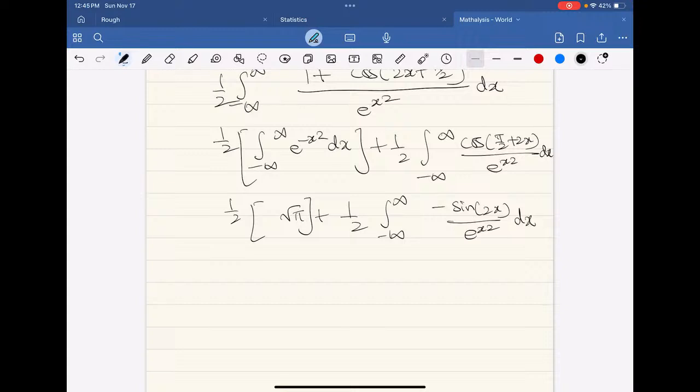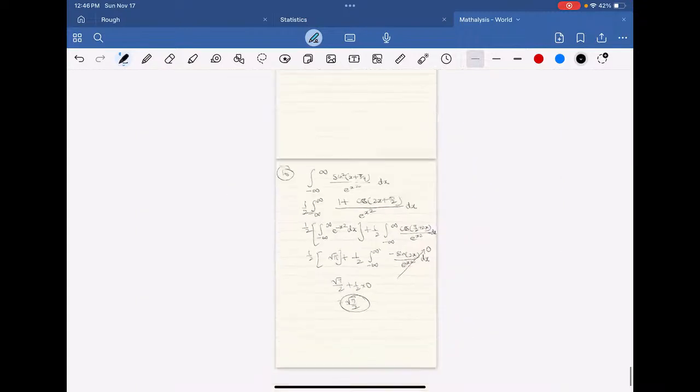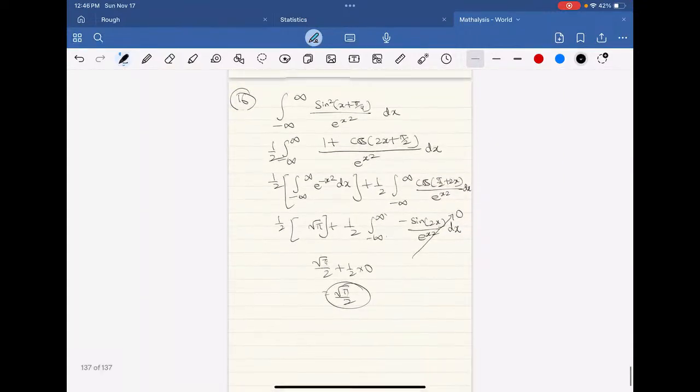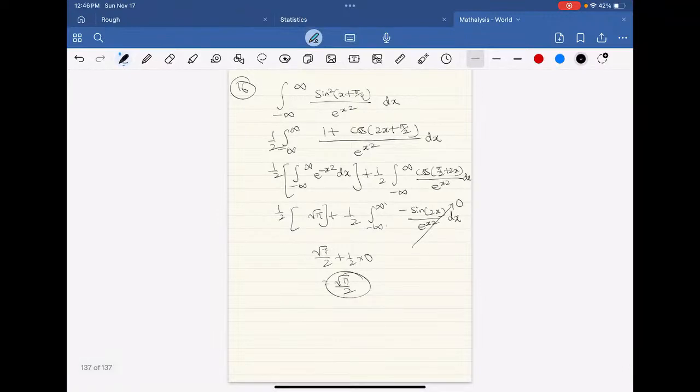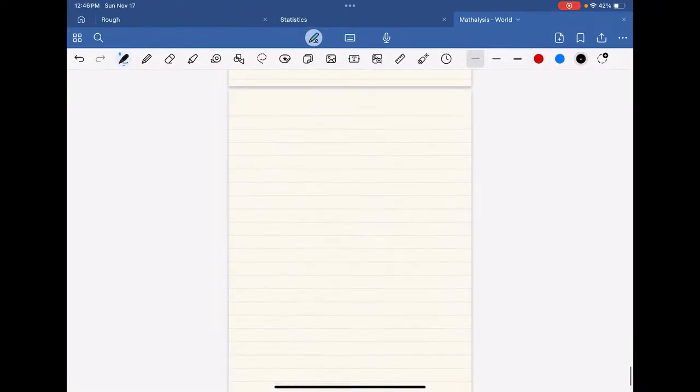And now since sine 2x is an odd function but e to the power x square is an even function, so an odd function in a symmetric domain from minus a to a just goes to 0, because this entire thing is an odd function. So we have root pi by 2 plus 1 by 2 times 0. So this is just root pi by 2, and that's the answer. This looked complicated, but it was actually easy. Go to number 17.